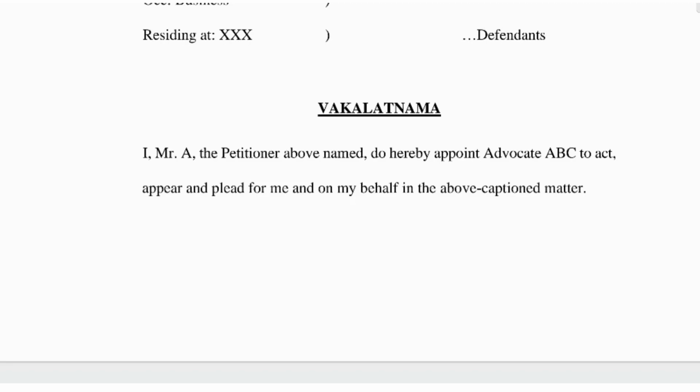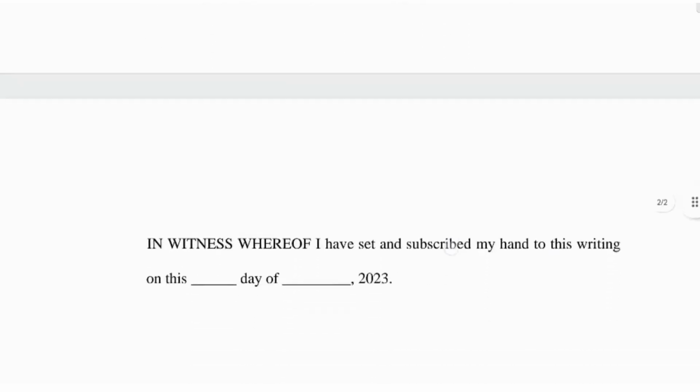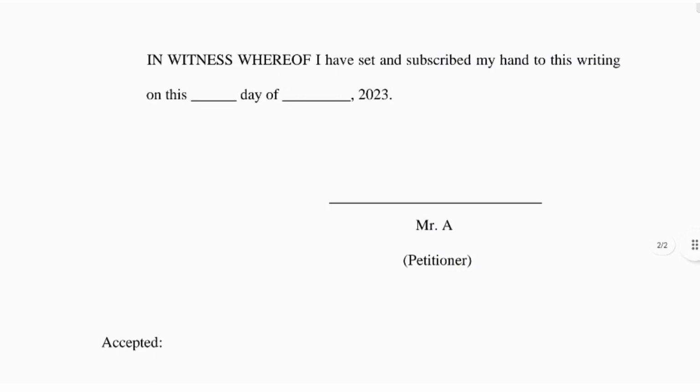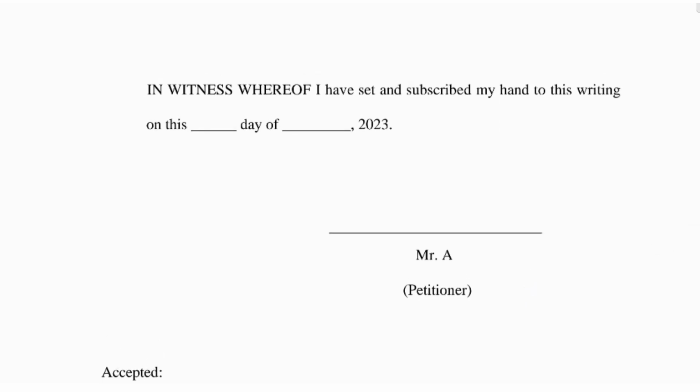If you're appearing for the petitioner, mention that you're the petitioner. If you're appearing for the defendant, mention that you are the defendant. Suppose you're making a private complaint, so if you are for the complainant, mention that you're the complainant. If you're for the accused, mention that you are the accused. In the end, we mention that in witness whereof I have set and subscribed my hand to this writing on this day of dash 2023. So on this day, you mention the date, and day of dash is basically the month of 2023.